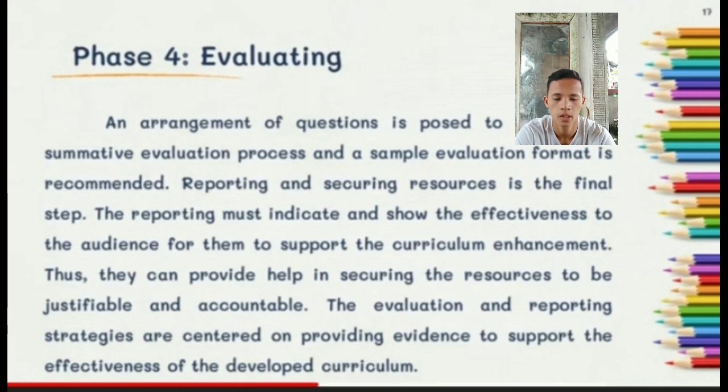The reporting must indicate the effectiveness to the audience for them to support the curriculum enhancement. Thus, they can provide help in securing the resources to be justifiable and accountable. The evaluation and reporting strategies are centered on providing evidence to support the effectiveness of the developed curriculum.